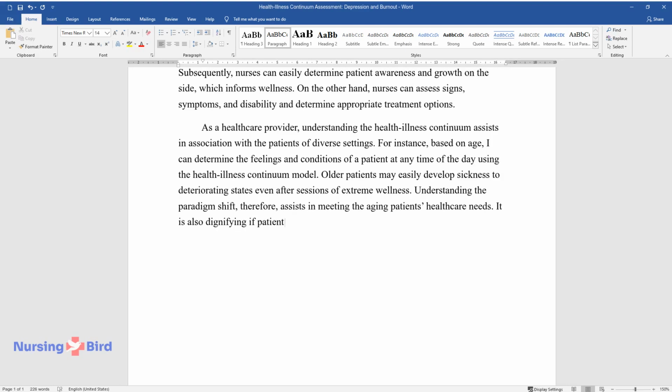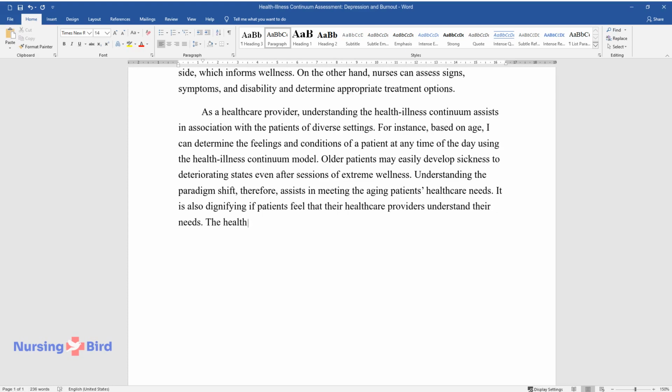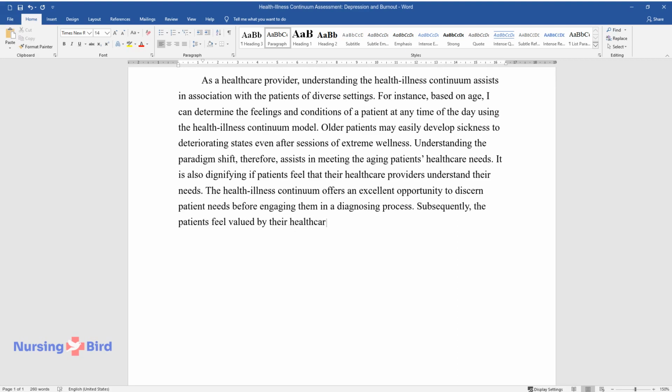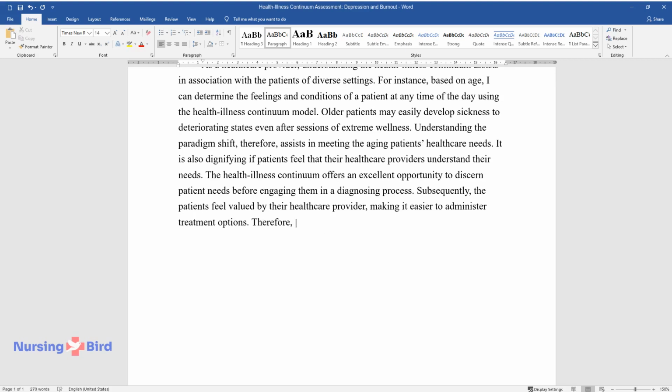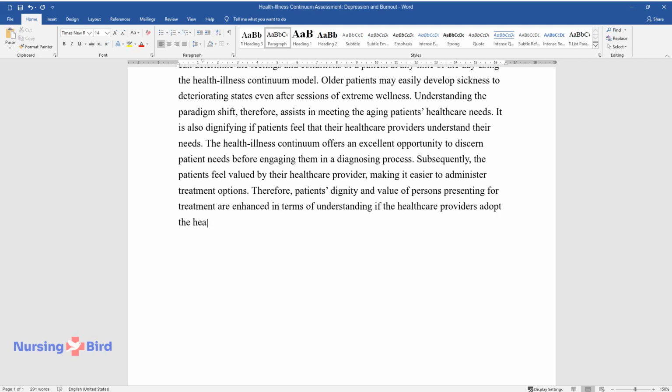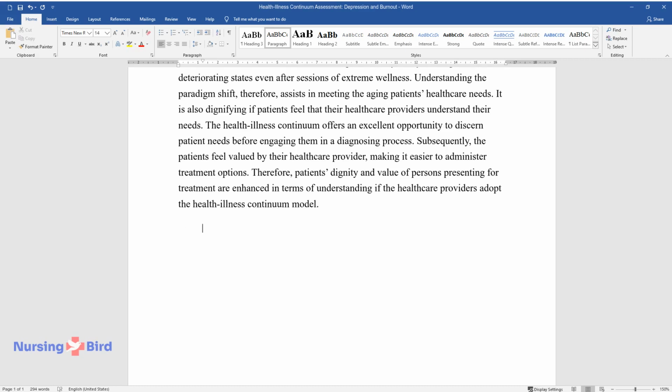It is also dignifying if patients feel that their healthcare providers understand their needs. The health illness continuum offers an excellent opportunity to discern patient needs before engaging them in a diagnosing process. Subsequently, the patients feel valued by their healthcare provider, making it easier to administer treatment options. Therefore, patients' dignity and value of persons presenting for treatment are enhanced in terms of understanding if the healthcare providers adopt the health illness continuum model.